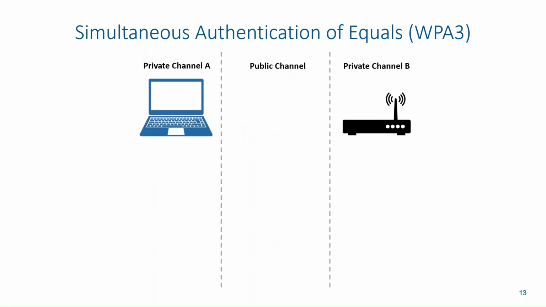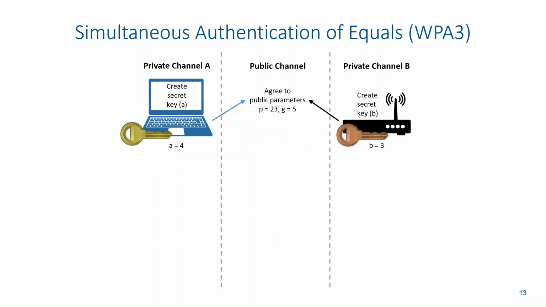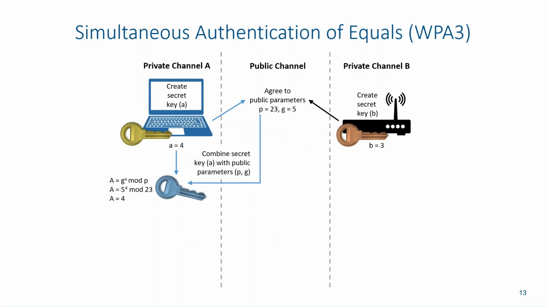So you have both devices that have their private channel, and they're going to agree to some public parameters to communicate over. These are simplified numbers for the sake of you being able to understand. Then each device is going to create their own secret key. So A and B, as you see here. The computer in private channel A is going to combine their secret key A with the public parameters P and G.